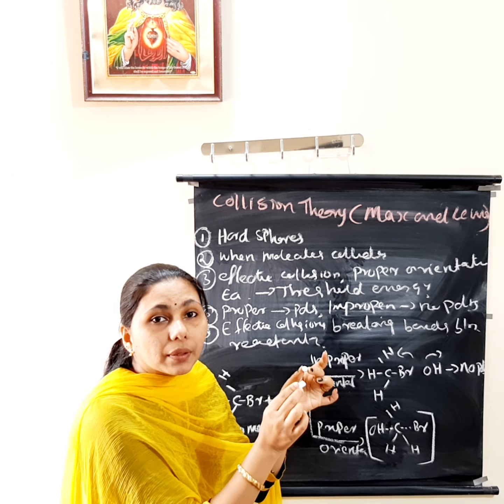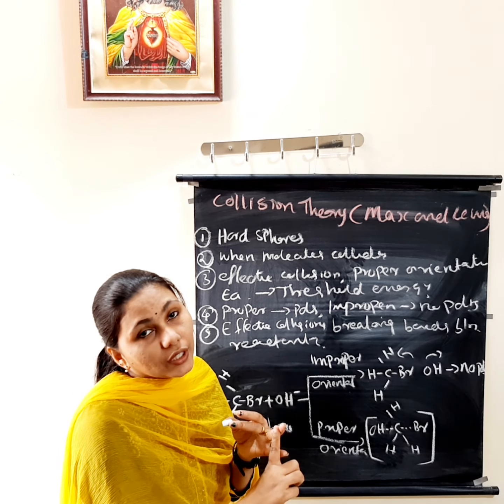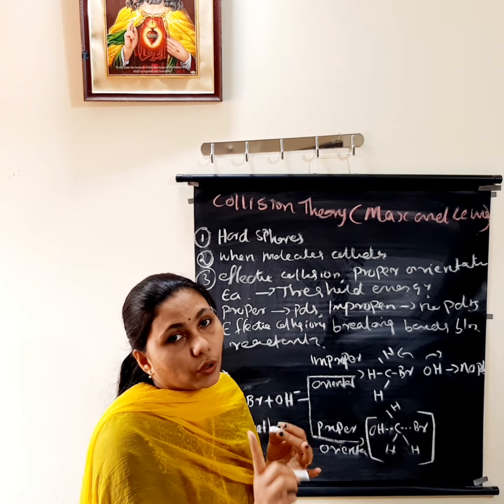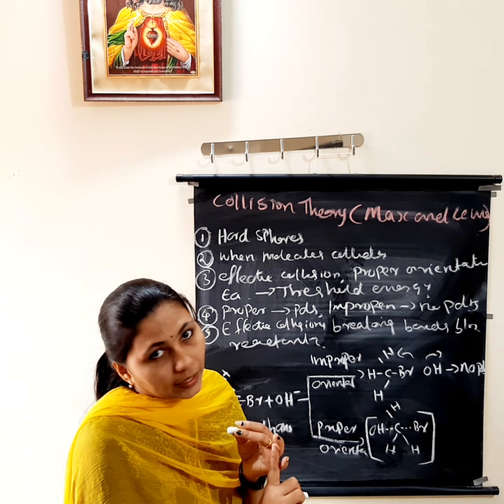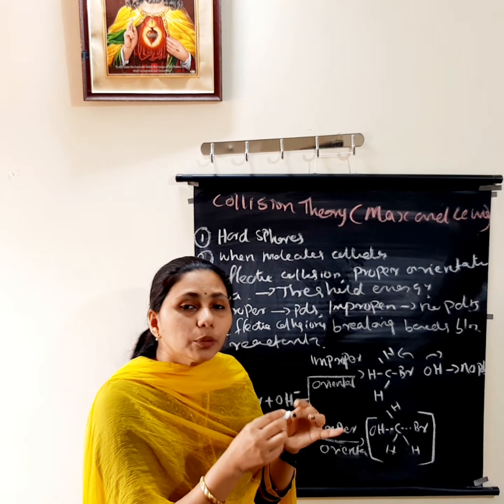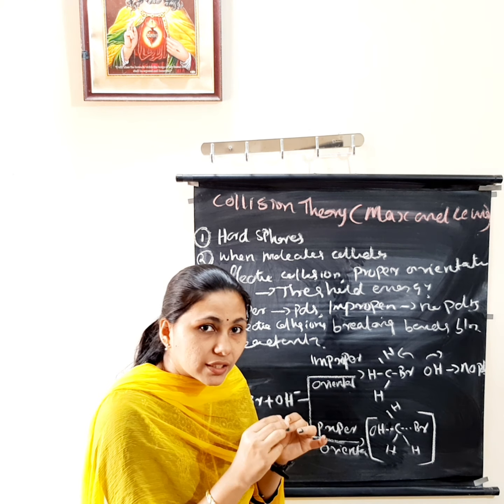Then only what will happen? Reaction happens. Otherwise, no reaction. So for effective collision, the reacting species must have a proper orientation and a minimum sufficient energy should be there. That energy is known as what? Threshold energy.